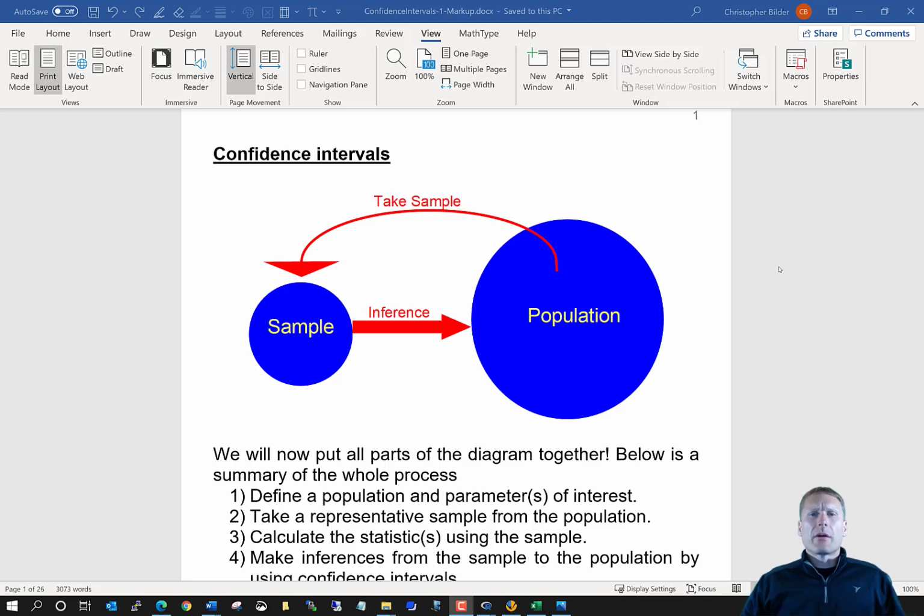Okay, next we're going to talk about confidence intervals. Confidence intervals allow us then to make an inference from the sample to the population and thus put together this whole picture that we've been talking about in this semester. Let's go ahead and review this picture.